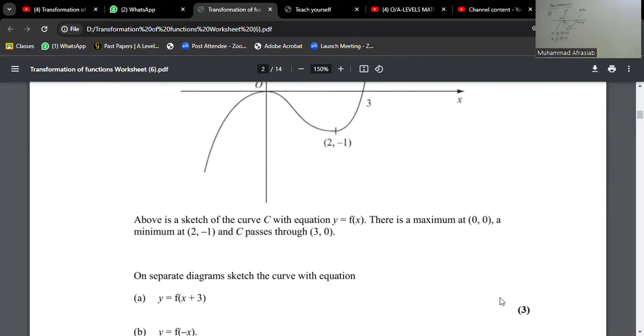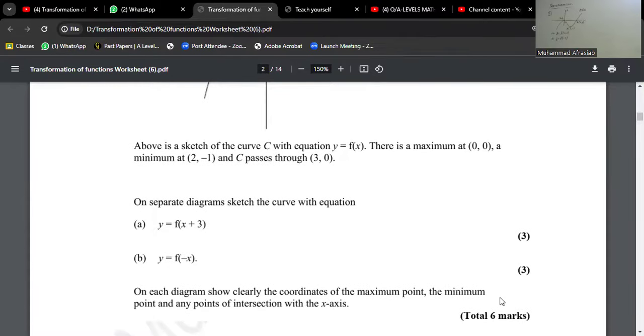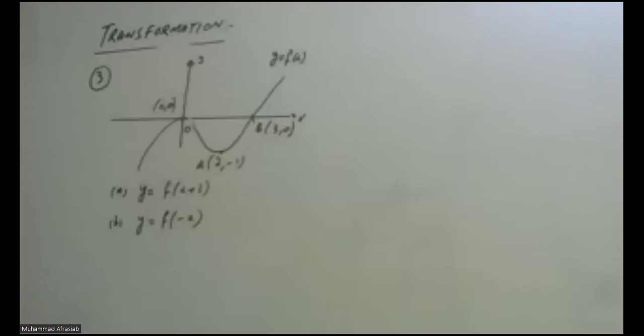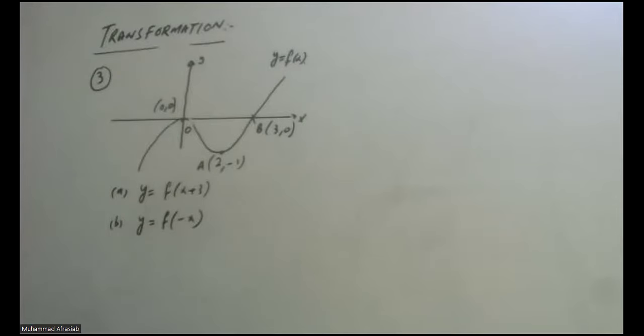On a separate diagram, sketch the curve with the equation part A, y equals f(x) plus 3, part B, y equals f(minus x). On each diagram, show clearly the coordinates of the maximum point, the minimum point, and any points of intersection with the x-axis. Since this is the curve given to us, we are going to show this property y equals f(x) plus 3. So f(x) plus 3 means it is the left translation of this whole curve.